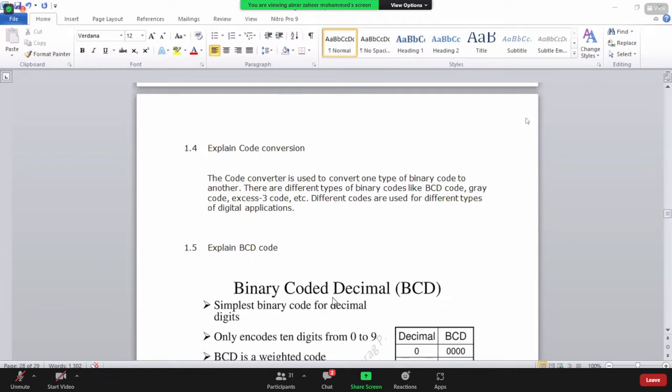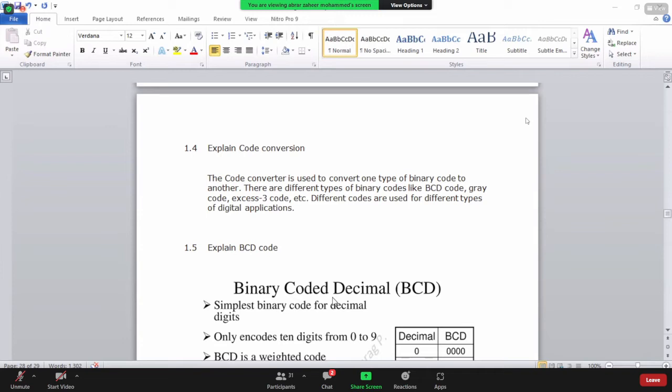Next, we have code conversion. What is a code converter? A code converter is used to convert one type of binary code to another. There are different types of binary codes like the BCD code, gray code, XS3 code, etc. These different codes are used for different types of digital applications.